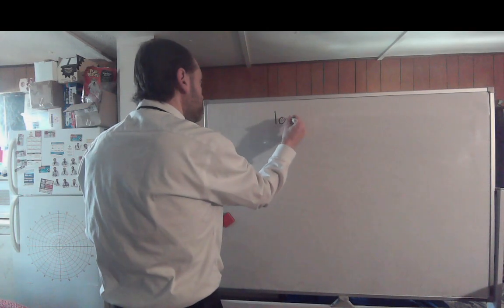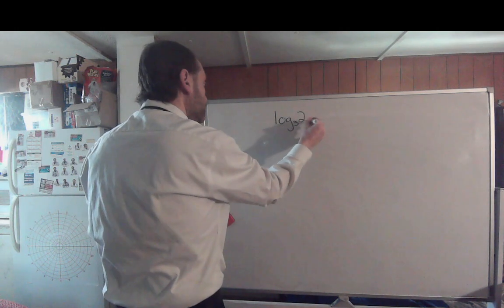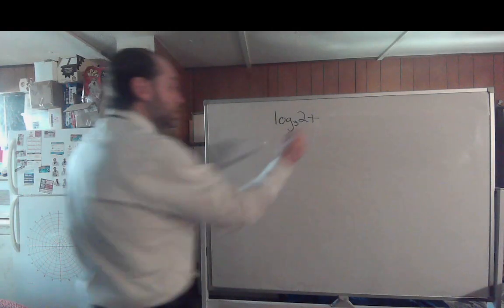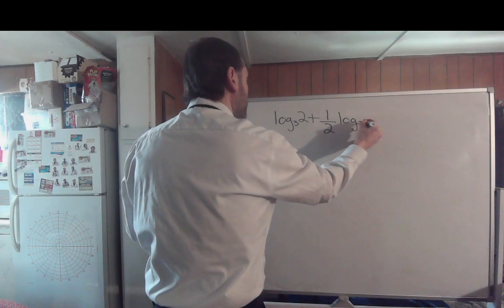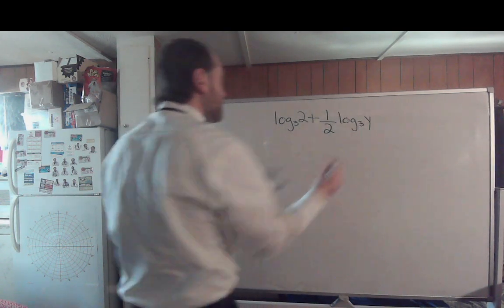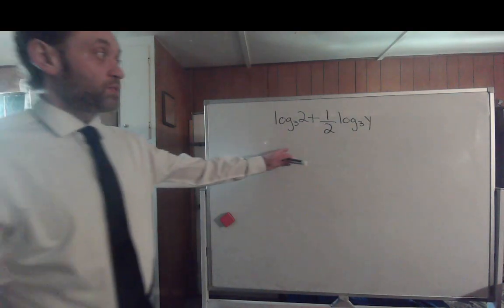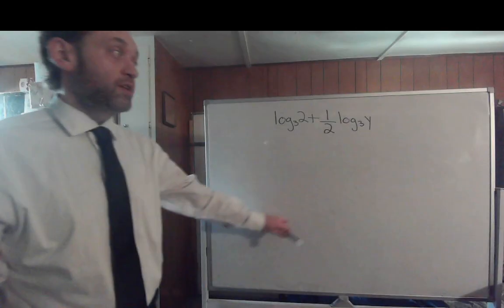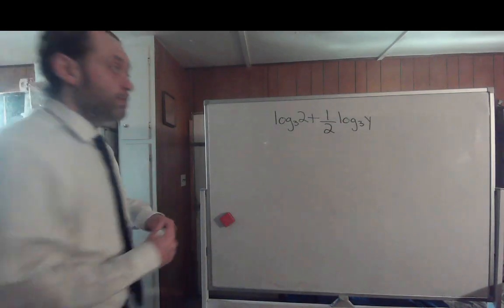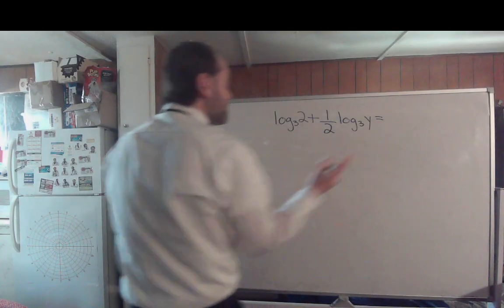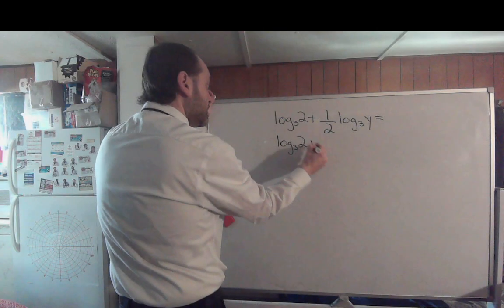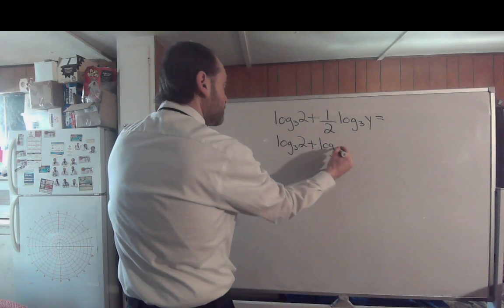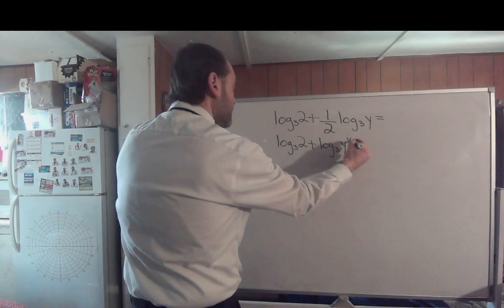Alright, log base 3 of 2 plus half of log base 3 of y. So log base 3 of 2 plus half log base 3 of y. Well, in the second term, you have a power rule, right? This would be the same as log base 3 of 2 plus log base 3 of y to the 1/2.